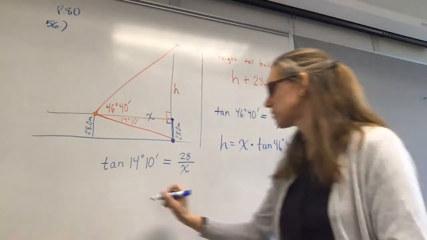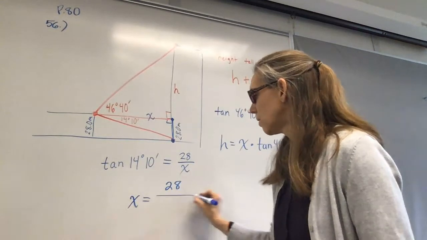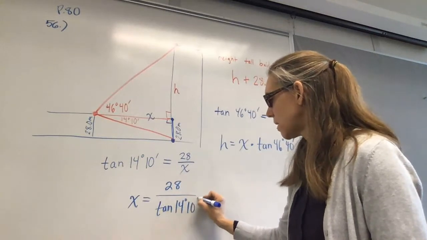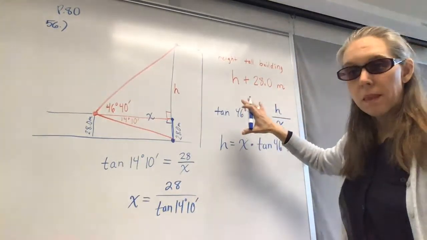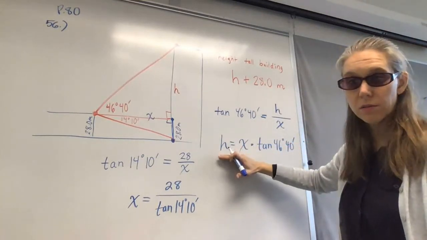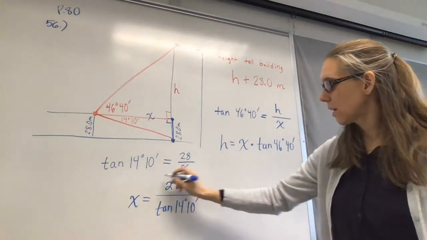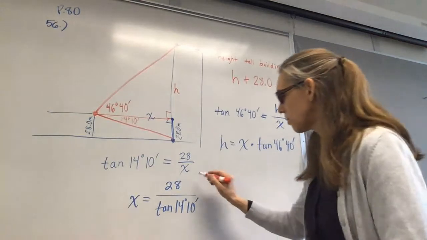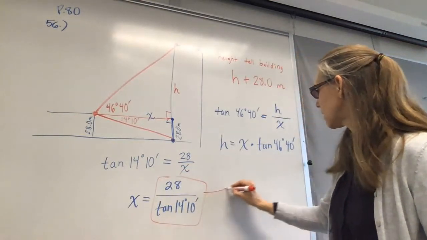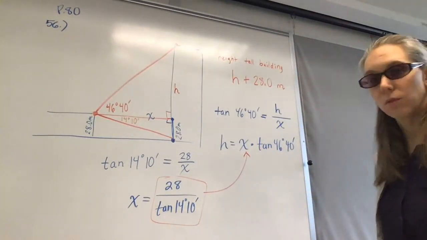So when I set this up, I know what x is. If I solve for x here, I have that x is equal to 28 over the tangent of 14 degrees, 10 minutes. So what I wanted to do is get this situation set up so that h is already solved for, and then x is right here, and all I have to do is plug in this value for x. So I'm going to take this value right here, type it into the calculator now, and then multiply it by tangent of 46 40.